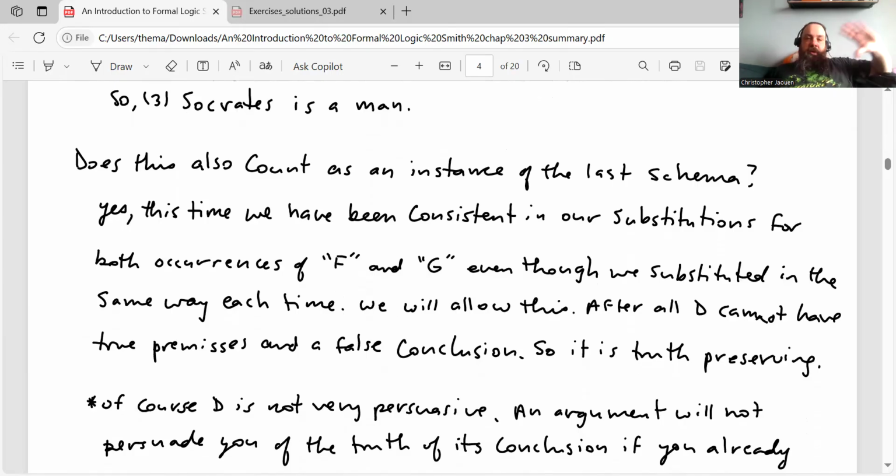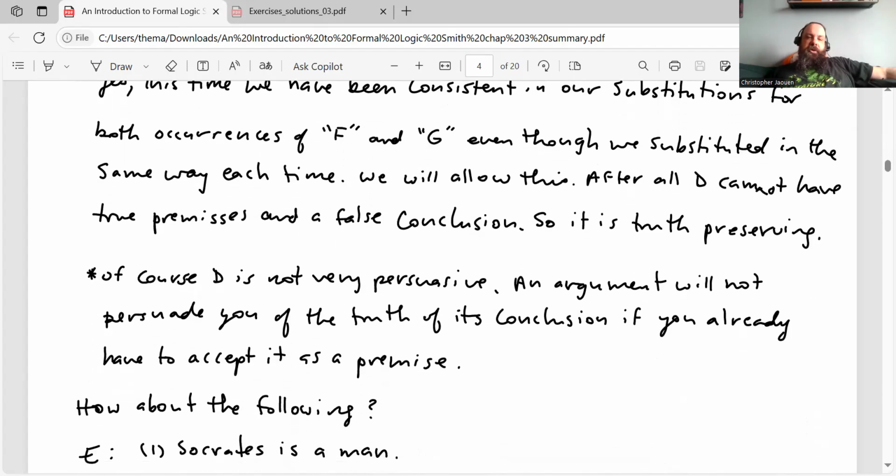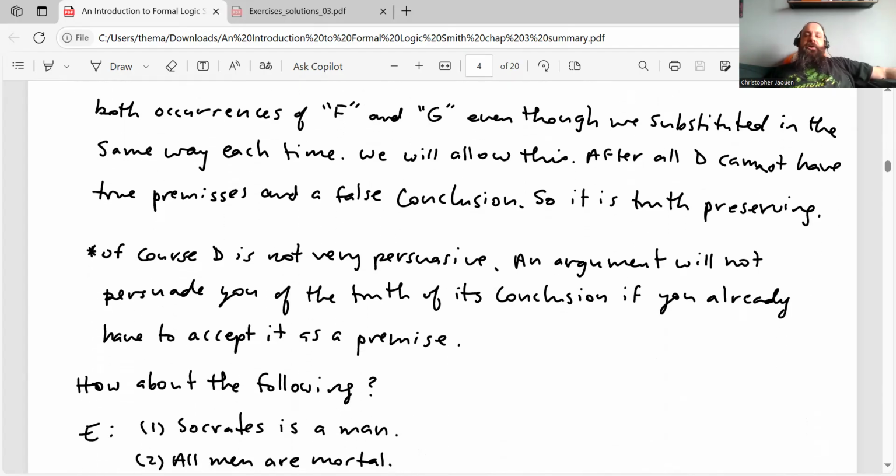The author says we will allow this, and the reason that we're going to allow it is because it's deductively valid. After all, D cannot have true premises and a false conclusion. In other words, it's deductively valid, so it's truth preserving. Okay, but just a note about an argument like that. Of course, D is not very persuasive. An argument will not persuade you if the truth of its conclusion is something you already have to accept as a premise.